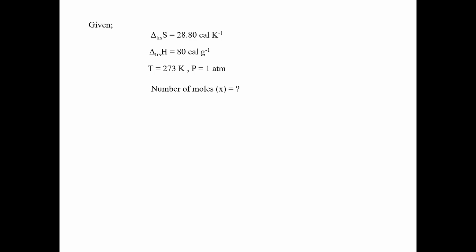The given quantities are delta transition S equal to 28.80 cal per Kelvin, delta transition H equal to 80 cal per gram, temperature equal to 273 Kelvin, and pressure of 1 atm. We need to find the number of moles.